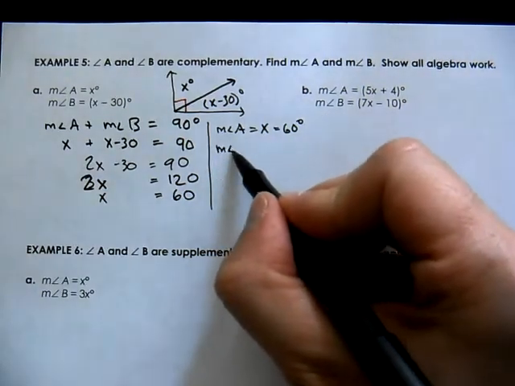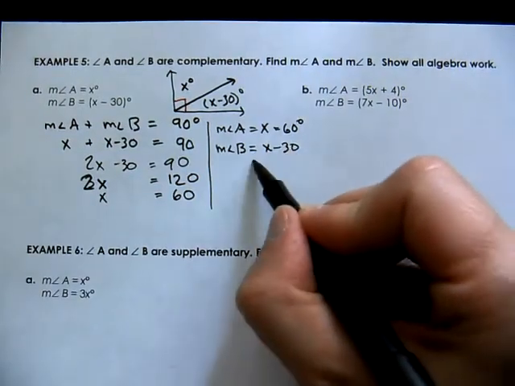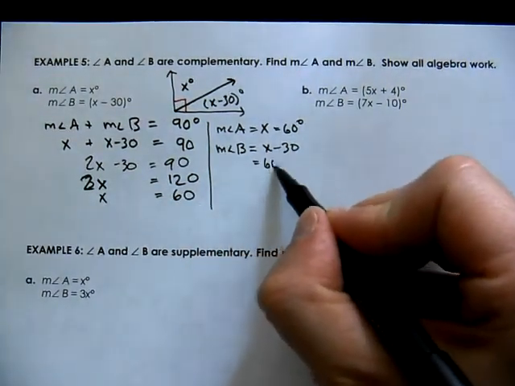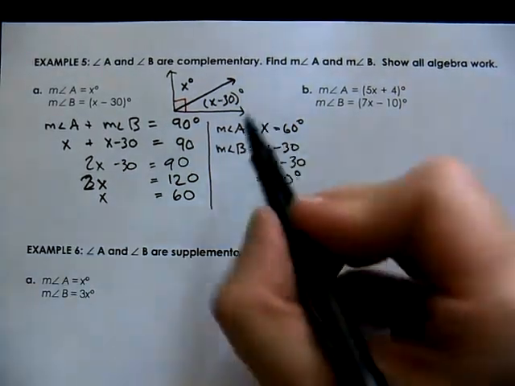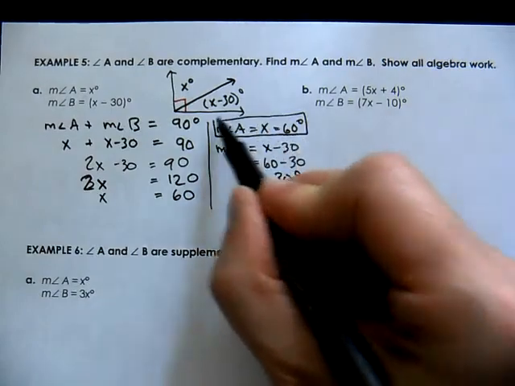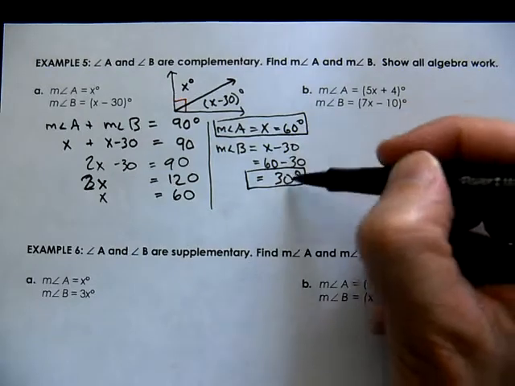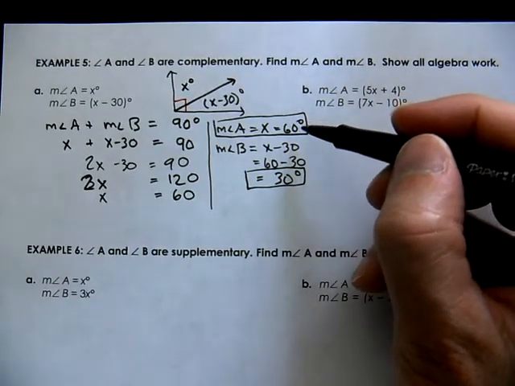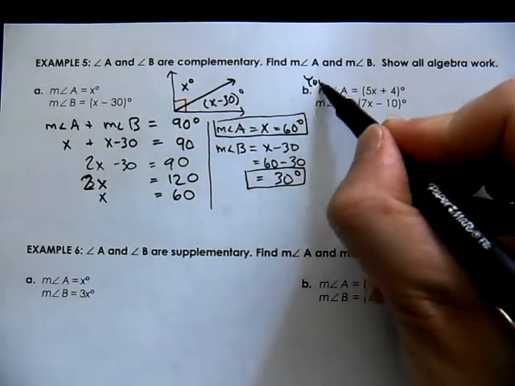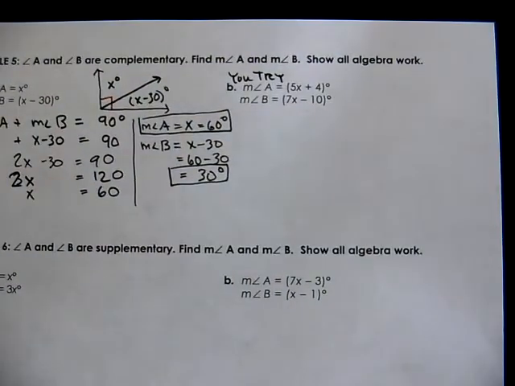The measure of angle B is represented by the x minus 30. So plug in our value of x and then subtract the 30, and we get 30 degrees. Now you should be able to check your work by adding together these two answers. Does 60 and 30 add up to 90 degrees? They sure do. We did our answer right. So you try part B, pause the video, work it out, and I'll just jot down the answers for you to check your work.